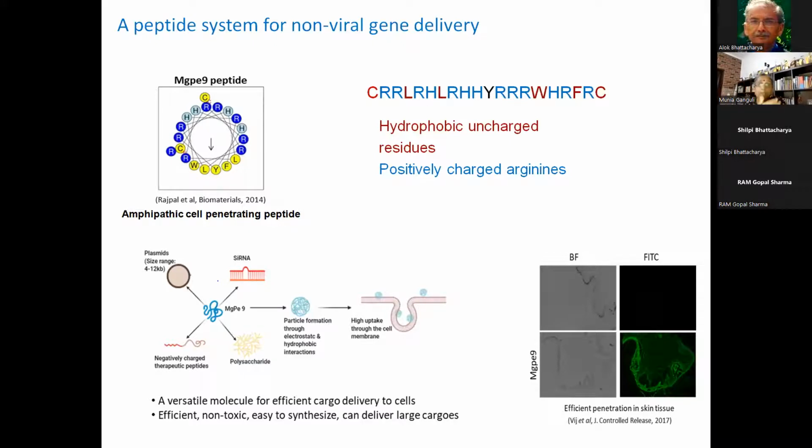Through electrostatic, charge-charge interaction, it can form these nanocomplexes, and they can be taken up by the cell very efficiently. It's also easy to synthesize, it's non-toxic, and large-sized cargos can also be taken up. And this is a small picture of the NGP9 peptide going into skin. So this is our first system.